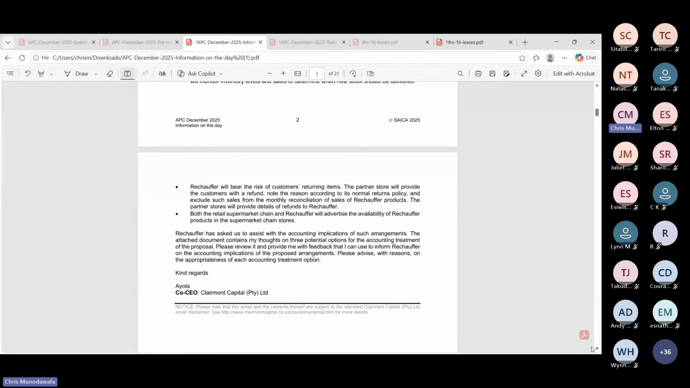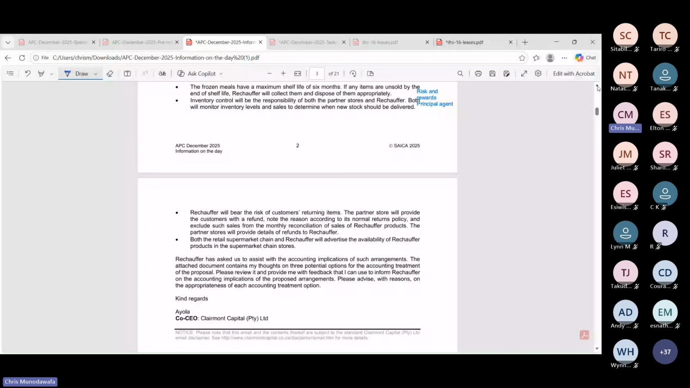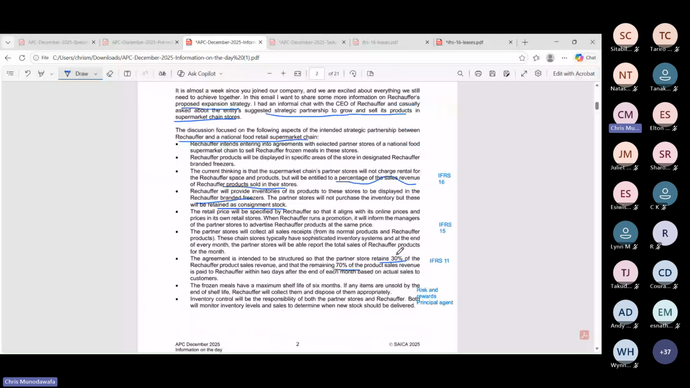So ndakatotarisa ndisati ndamboenda kuri apa team pavari kuti 30-70 is paid, 70 of the product sales revenue is paid to Richafa within 2 days after the end of each month, based on actual sales to the customers. The agreement is so that partner retains 30% of product sales revenue.